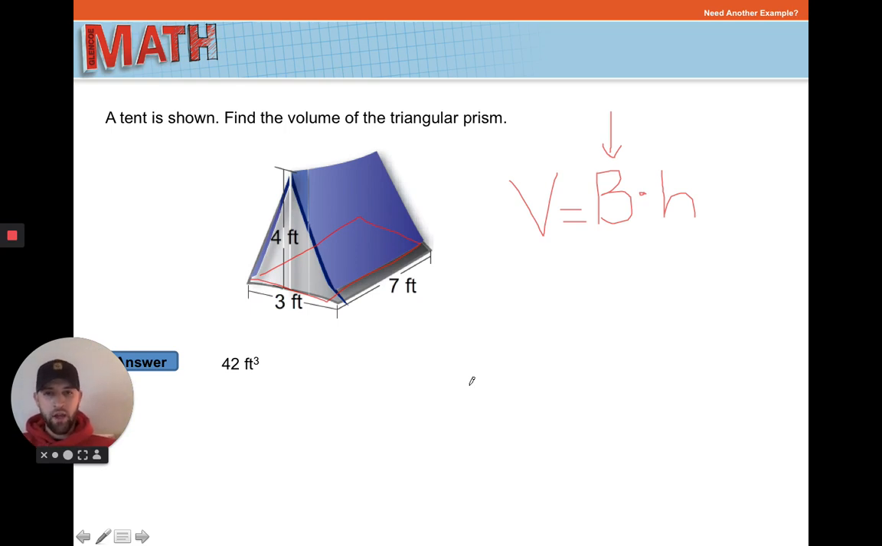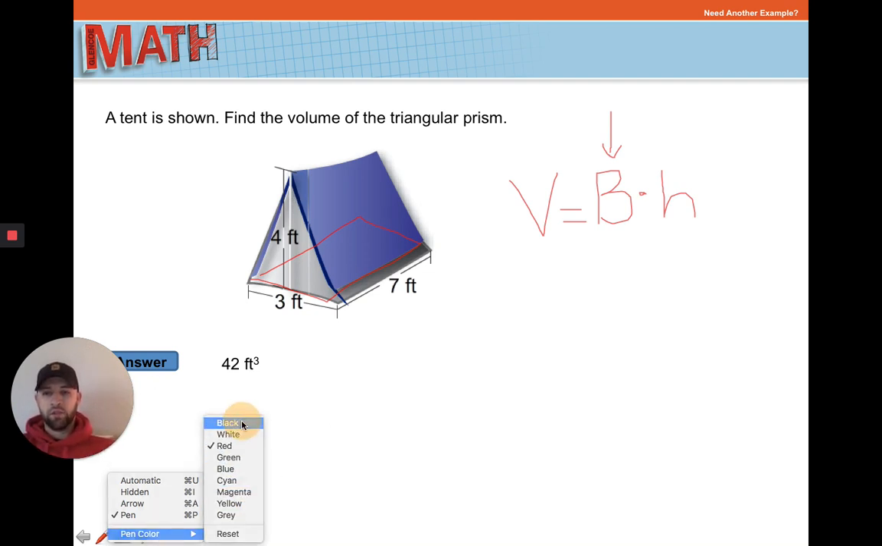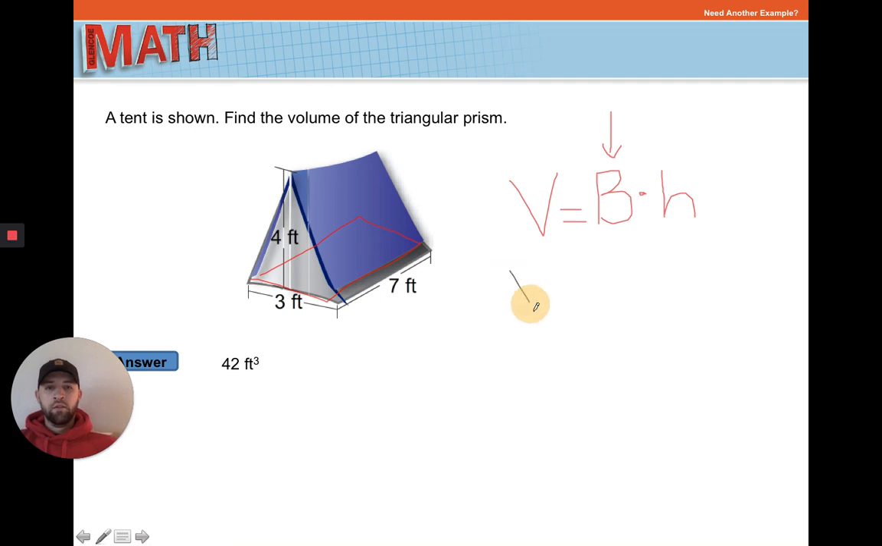Well, yeah, you're right. But we're dealing with a triangular prism, so we actually have to take this tent that's sitting flat, and we have to go ahead and pick it up so it sits on a triangle. Okay, so we're actually going to be dealing with this triangle in this case. All right, so we need to work with this triangle for the area of our base. All right, so let's go ahead and figure that out.